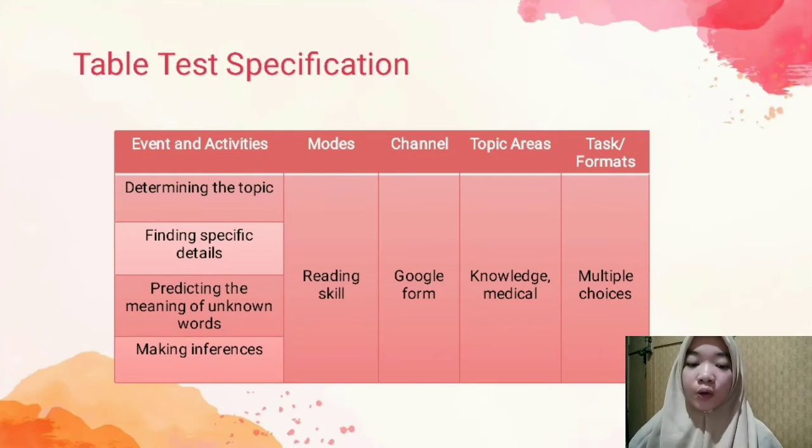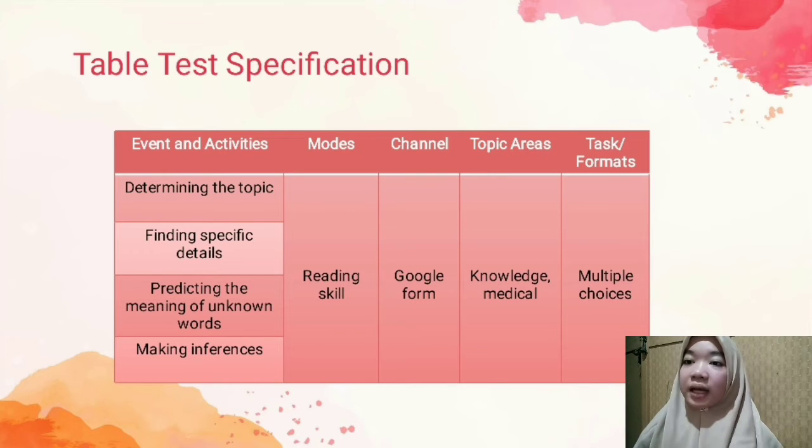Okay, my name is Inton. Now we are going to start the table of test specification. Start from event and activities, which we have decided there are 4 activities that the student must do in the test. Okay, the first one is determining the topic. Here, accurately determining the topic is the key to the main idea of a paragraph. So, next, the second one is finding specific details, such as names, figures, dates, and other surface level information.